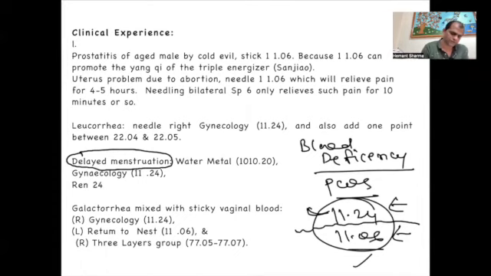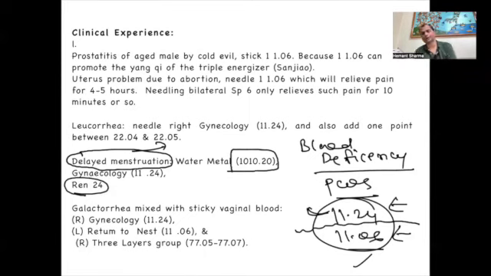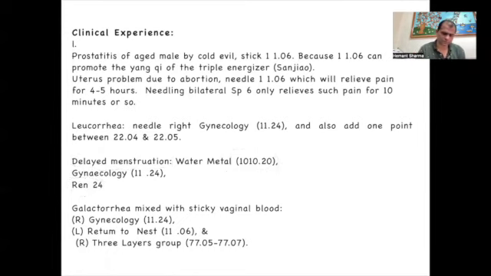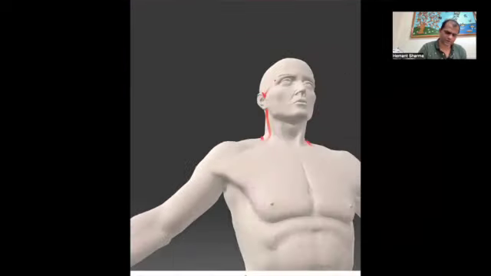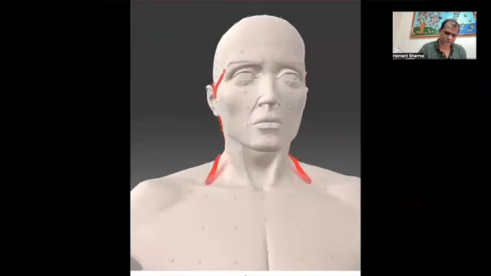So with that, if the female is having delayed menstruation, we have to use 2 more points. One is REN 24. Another is 10.20. Excellent 2 points. Excellent. REN 24, one of the great points here. See, this is the REN 24 or the CV24.